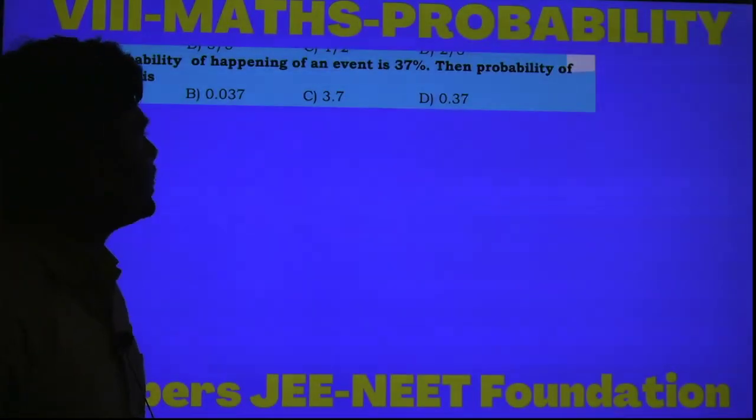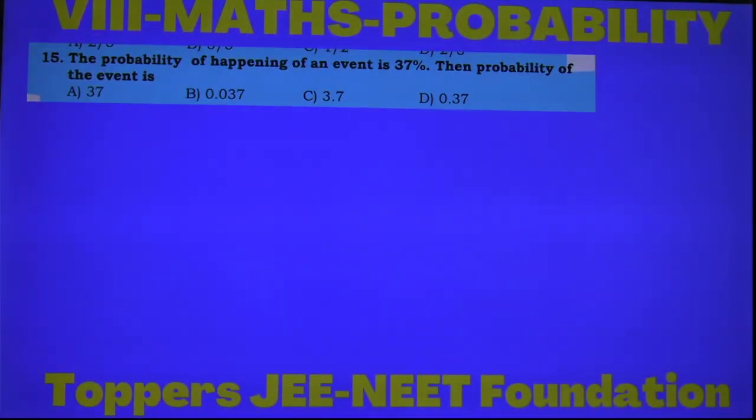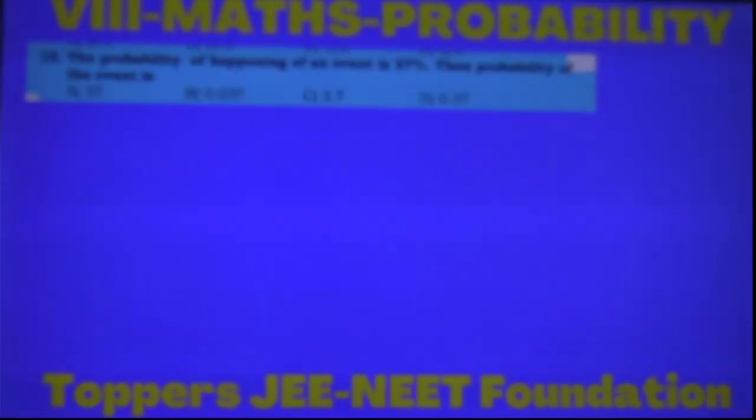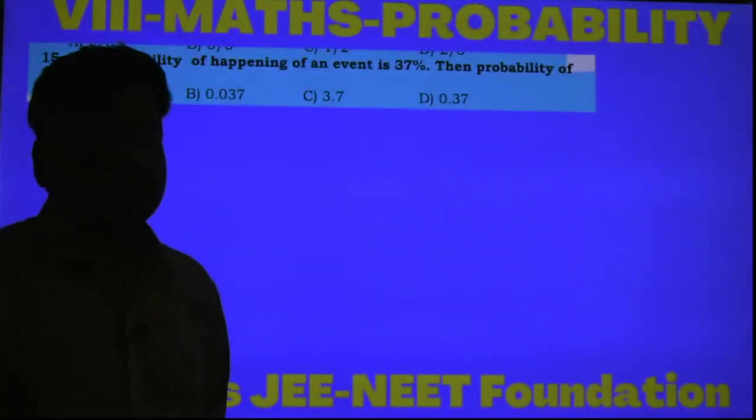The probability of happening an event is 37%. Then the probability of the event is 37% can be written as 37 by 100. 37 by 100 means 0.37. So option D is the correct answer.